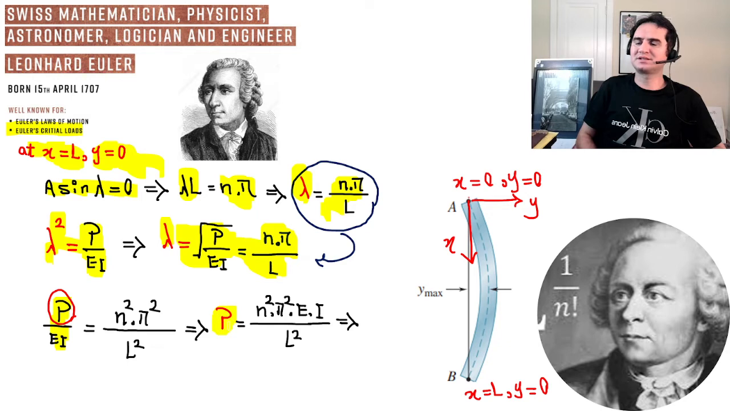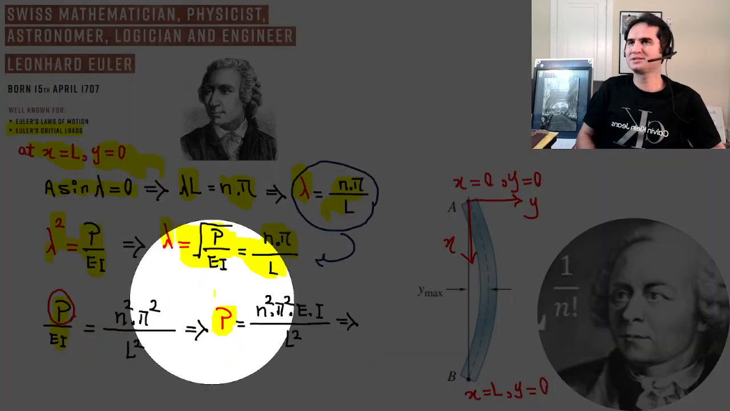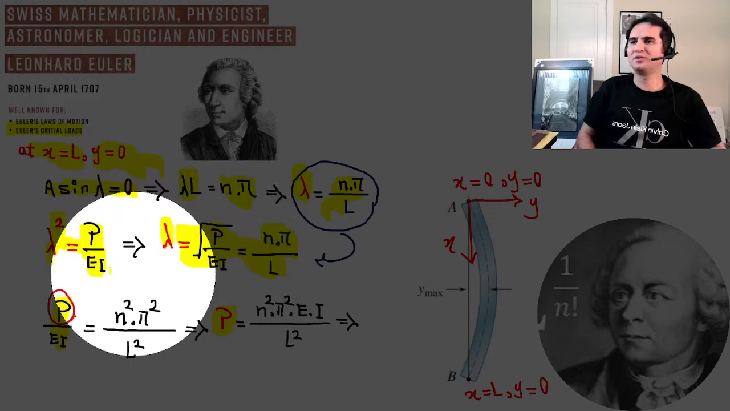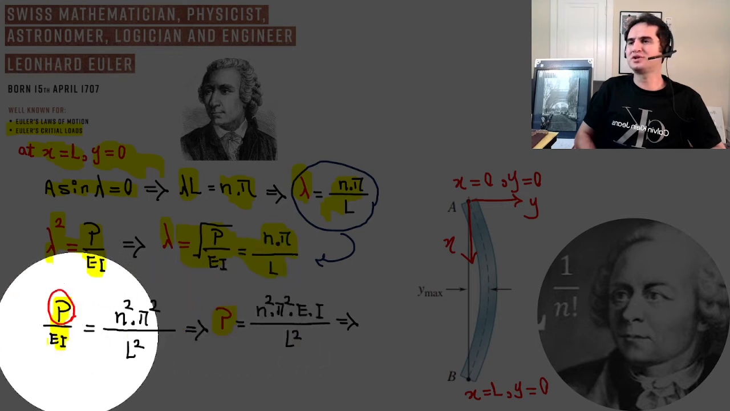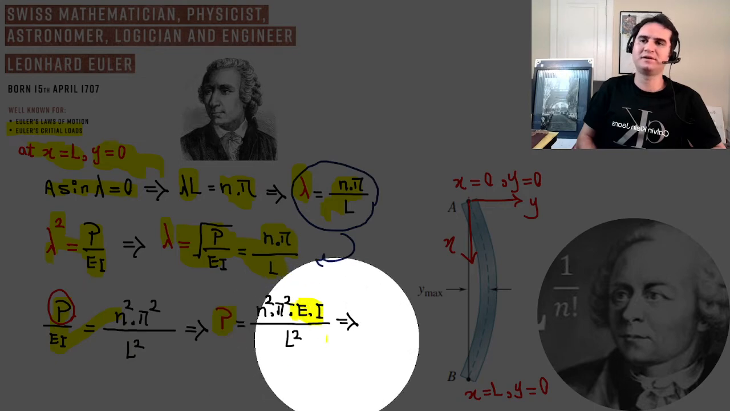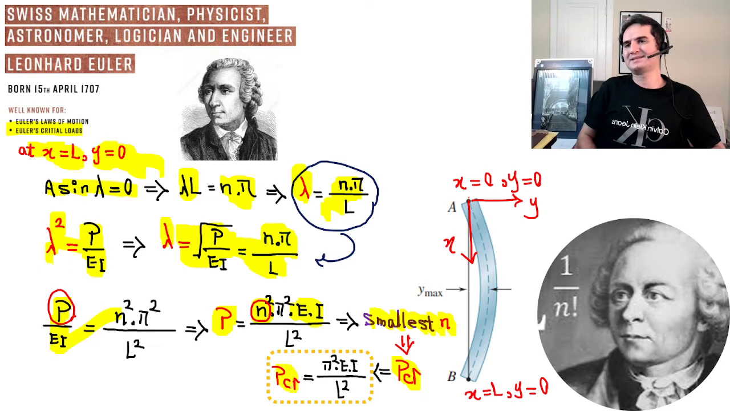If you solve to calculate the compressive force, that's Euler's critical load: P equals n squared pi squared over L squared, and you just take the EI from the denominator to here, times EI. At the same time, if you want the smallest n, that gives the critical force. The critical force of Euler is just pi squared times E times I over L squared.